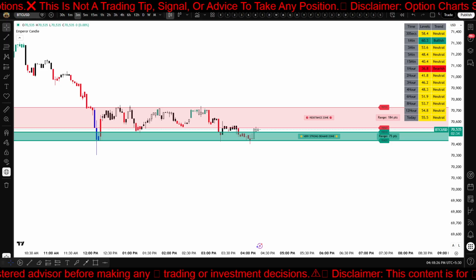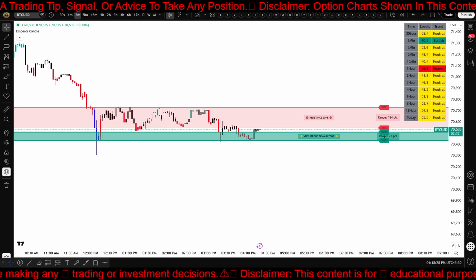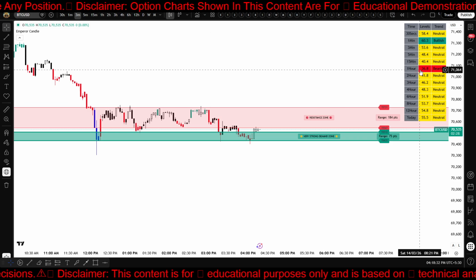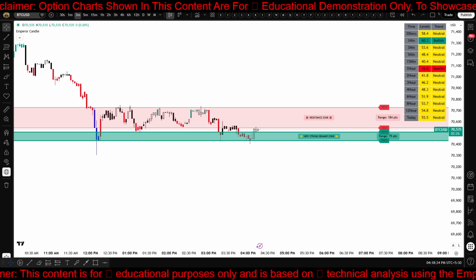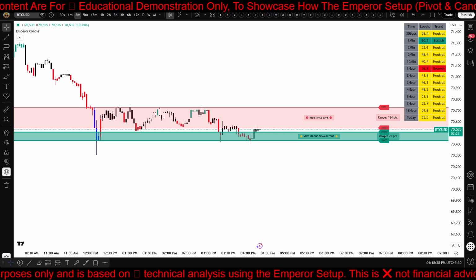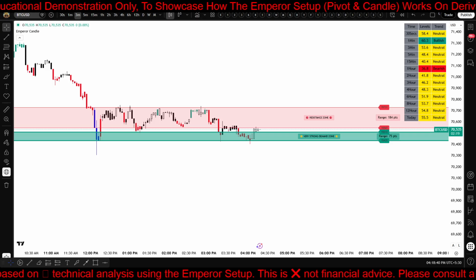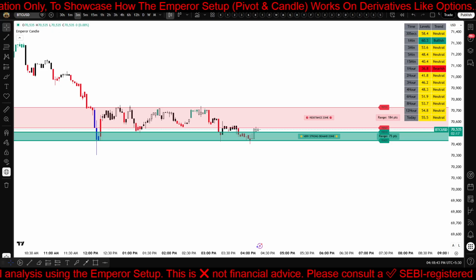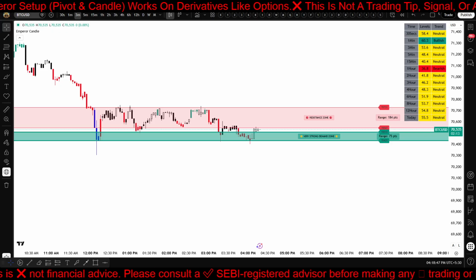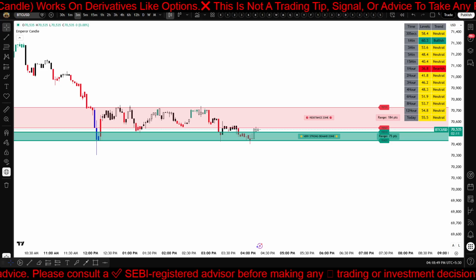Rule number 10, always check the higher time frame direction, as I said, on 1 hour. If 1 hour or 2 hour is bullish, then on smaller time frames like 1 minute, 3 minute, 5 minute, 15 minute, you should look for buying opportunities. If 1 hour or 2 hour is bearish, then you should focus on selling opportunities. This keeps your trade aligned with the overall market direction.